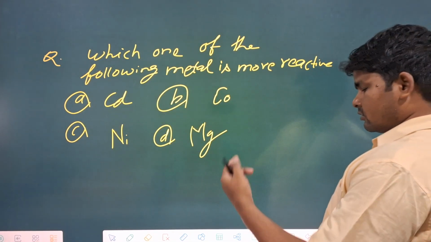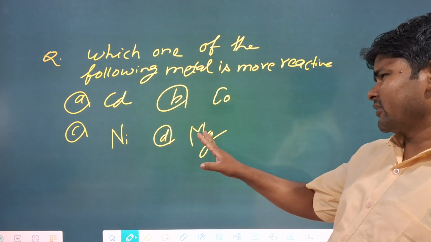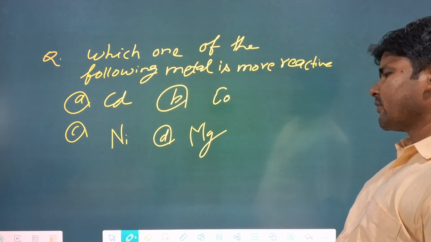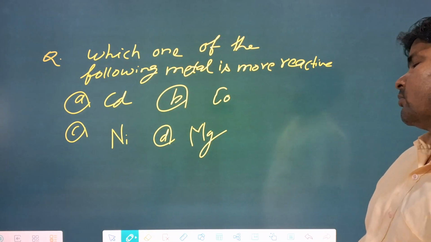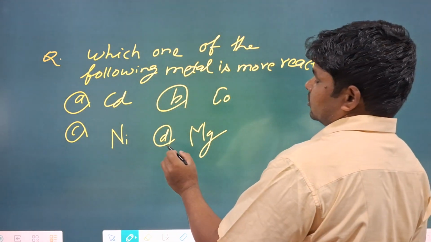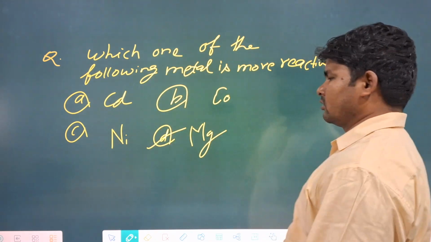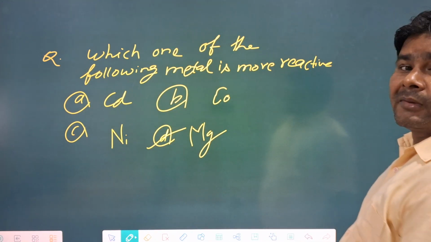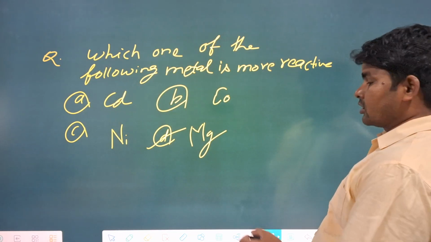In the series we know that magnesium contains a highly negative value of reduction potential as compared to cobalt, nickel, and cadmium. Then magnesium becomes more reactive as compared to cadmium, nickel, and cobalt. Okay, magnesium becomes more reactive. Then application number 2.